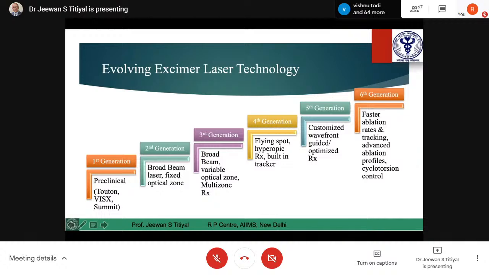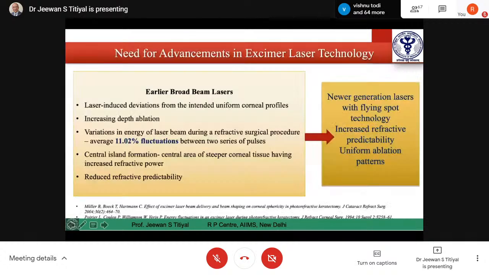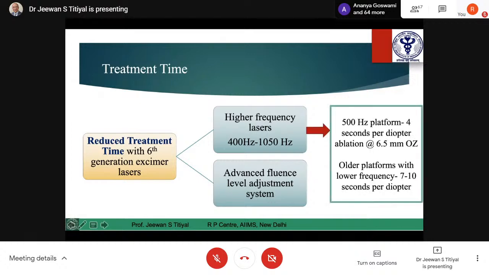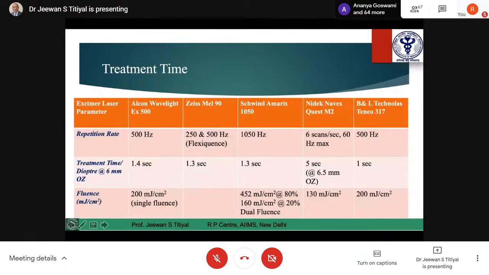Tracking devices have also become very, very effective. We're looking for cyclotorsion also. So if you look here, we are looking at high frequency lasers, 400 to 1000 hertz systems. The treatment time is very, very short in these cases, with advanced fluence. Just to give a little idea, if you look at a WaveLight machine, which we use in RP center, the treatment time is less than 1.4 seconds per diopter for a 6-millimeter optic zone. So this is a very, very effective treatment. Earlier, when we started, it would take almost a minute to complete a procedure.